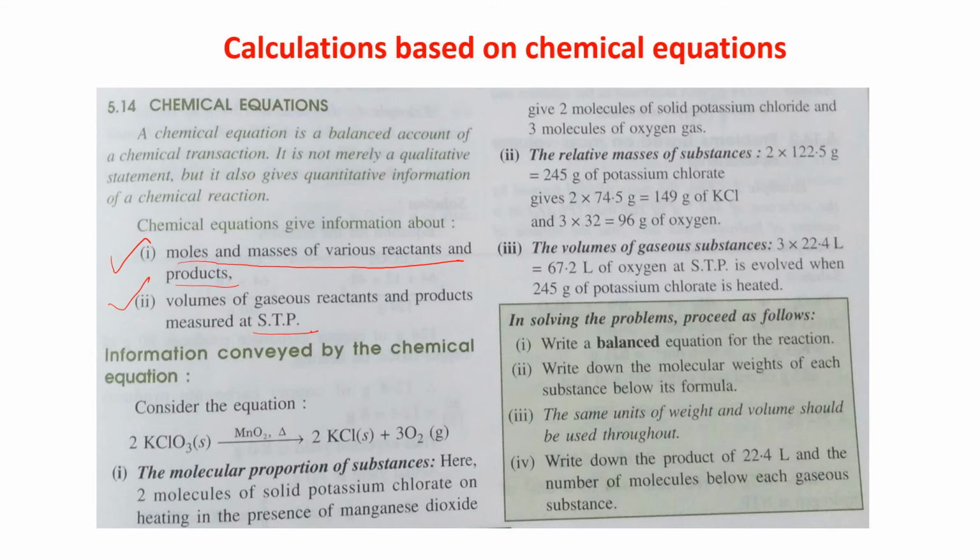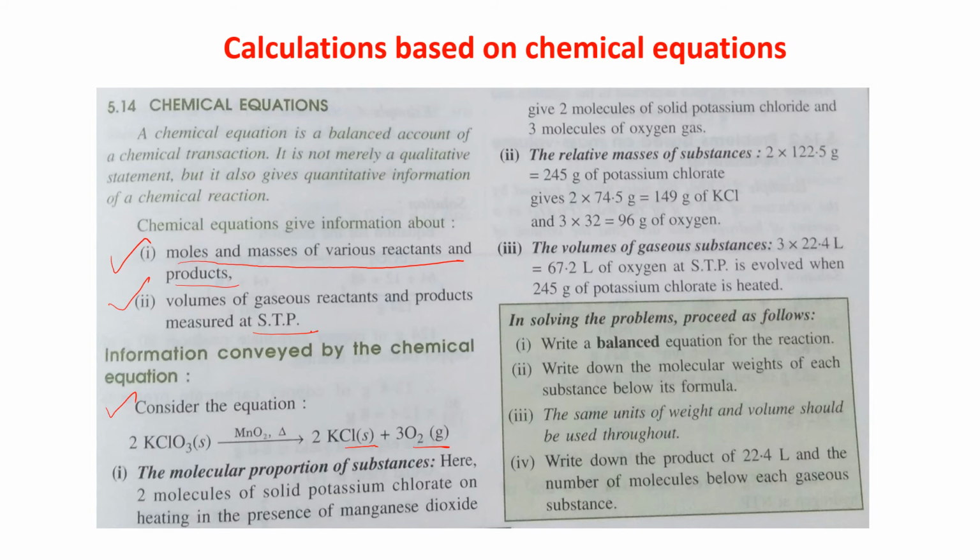Information conveyed by a chemical equation. Consider this equation. Suppose I am having an equation, 2KClO3 in presence of MnO2 as a catalyst and heat, we are getting 2KCl plus 3O2. 2KCl is solid and 3O2 is gas.